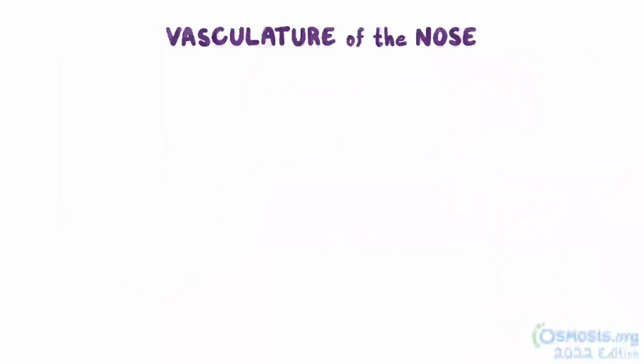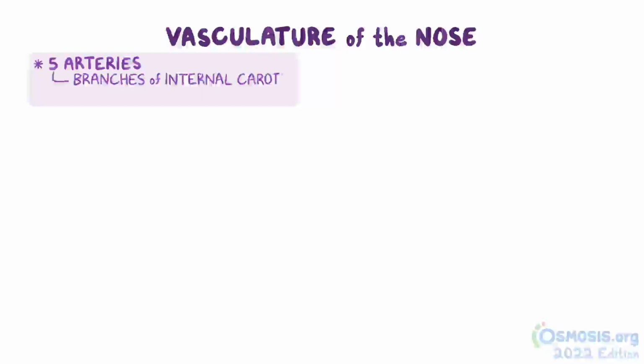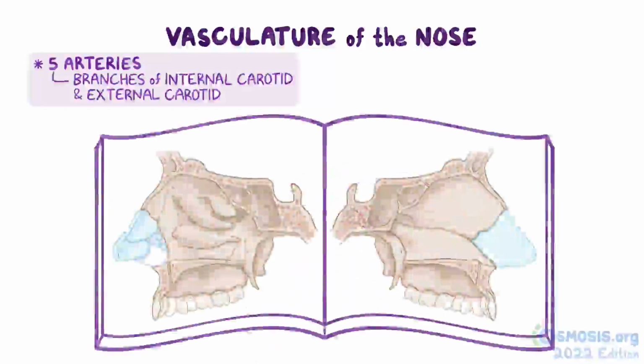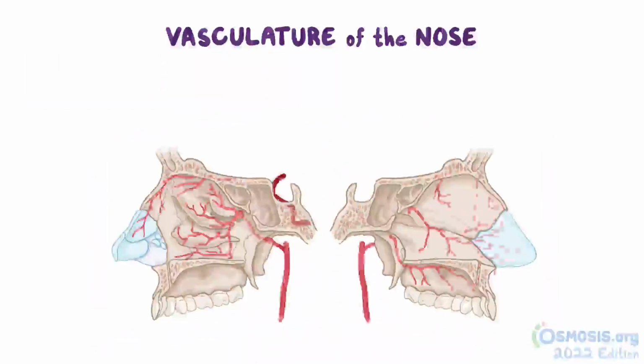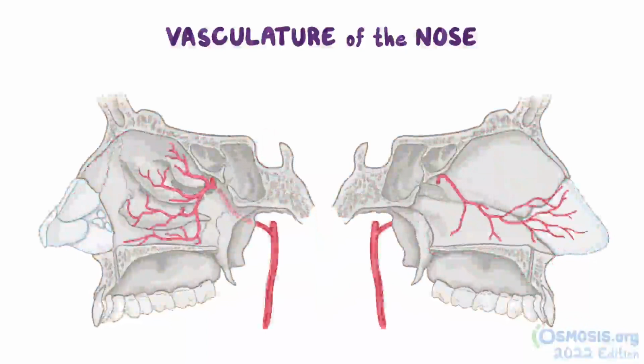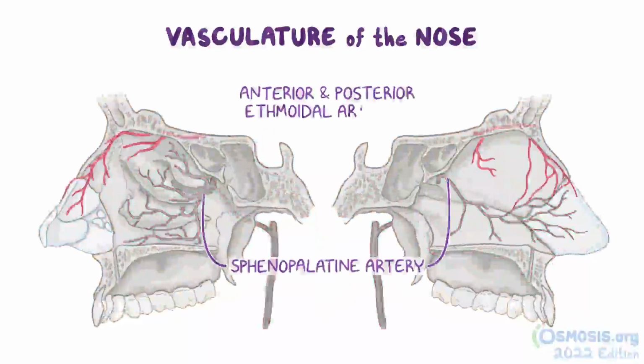Alrighty, now let's move on to the vasculature of the nose. The medial and lateral walls of the nasal cavity are supplied by 5 arteries, which are all branches from the internal and external carotid arteries. Now, we're going to explore the arterial supply of the nasal cavity like an open book, since a few arteries supply both walls. These are the sphenopalatine artery and the anterior and posterior ethmoidal arteries.